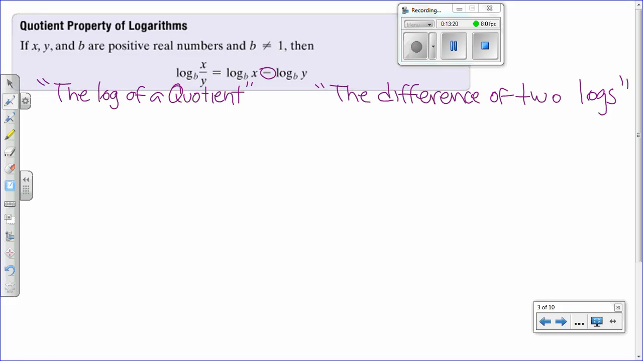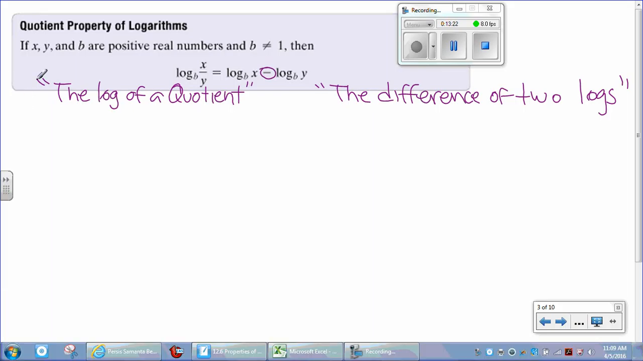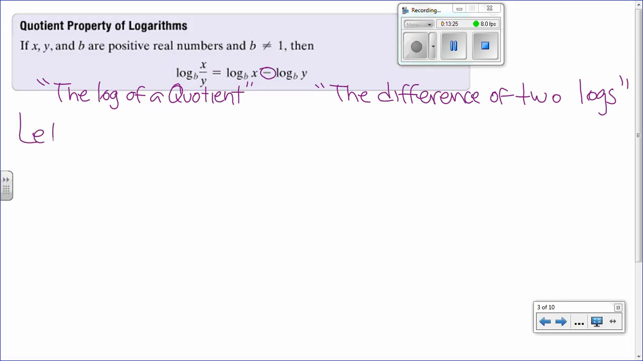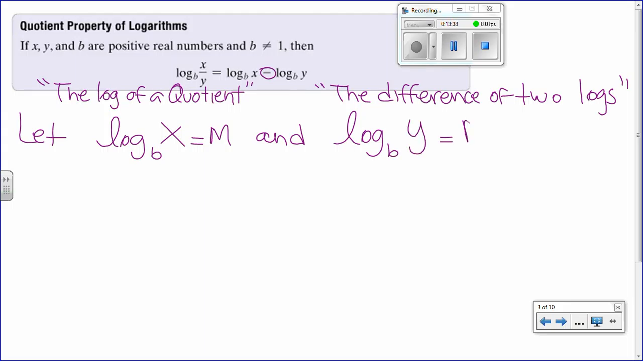And so I'm going to get you guys started, and then I want you to work on your own. So we're going to start by letting log base b of x equal capital M, and log base b of y equal capital N. And then I'm just going to write something here quickly for you. When you do something such as b to the power m divided by b to the power n, what do you do with the exponents?